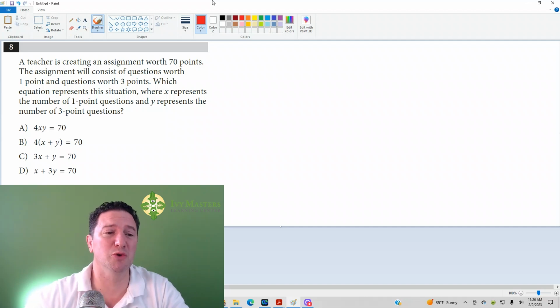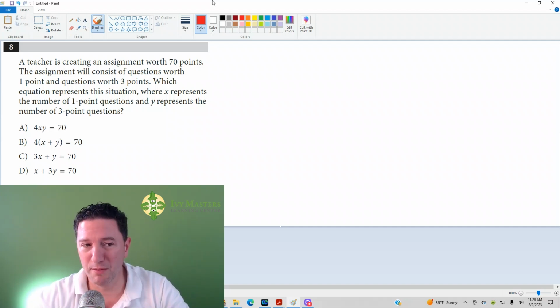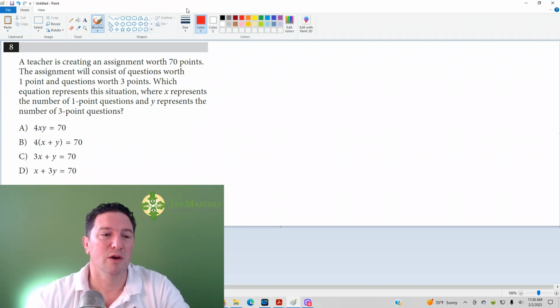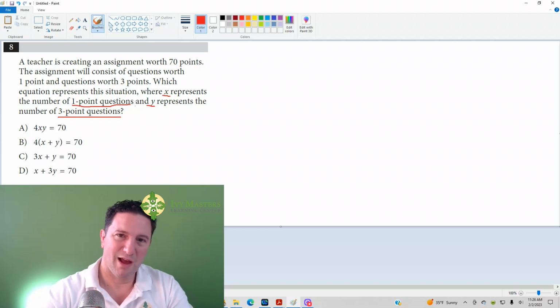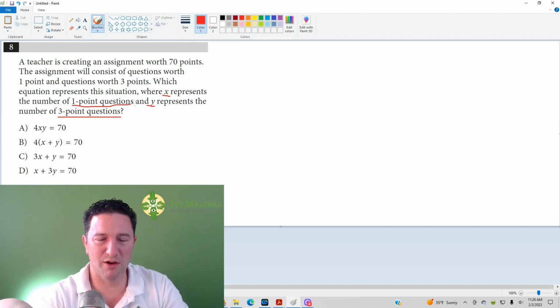Today we're going to look at the 8th question from the Linear Digital SAT Test 1 Module 1, which reads: The teacher is creating an assignment worth 70 points. The assignment will consist of questions worth 1 point and questions worth 3 points. Which equation represents a situation where x represents the number of 1-point questions and y represents the number of 3-point questions?